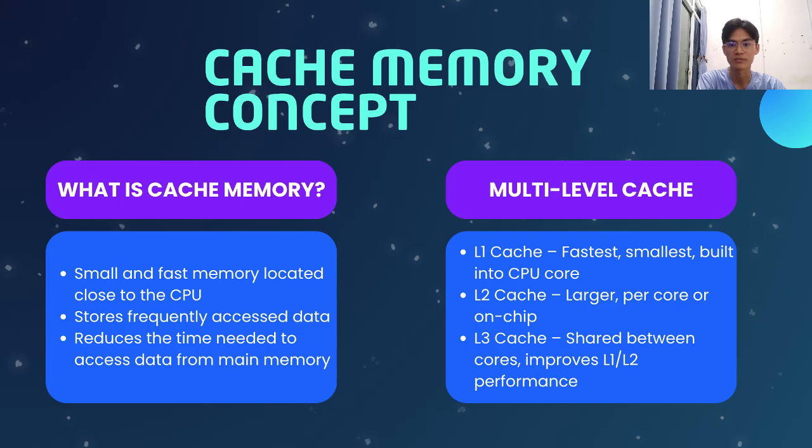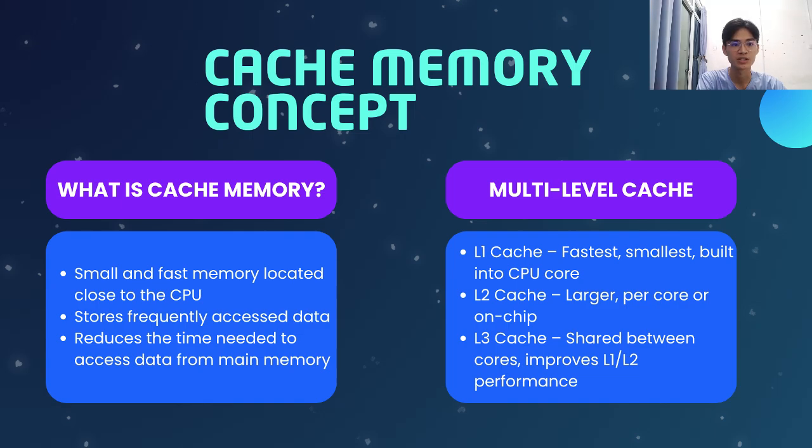The cache memory concept. So what is a cache memory? A cache memory is a small and fast memory located close to the CPU. It stores frequently accessed data, so the CPU doesn't have to fetch everything from the slower main memory. This reduces the time needed to access data from the main memory.